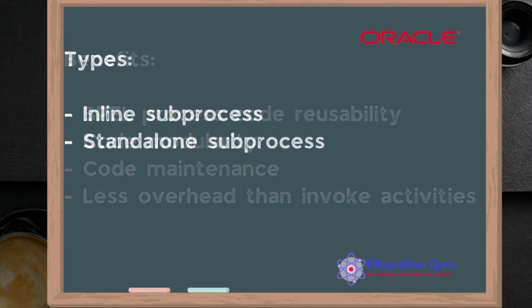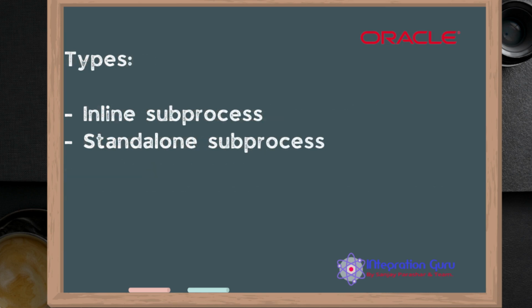As of now, there are two types of subprocesses in SOA 12c: inline and standalone. The main difference between them is that an inline subprocess is used within one BPEL process. However, a standalone subprocess can be used in multiple BPELs within one composite. I will explain them in detail, and how each type works, during our demo.